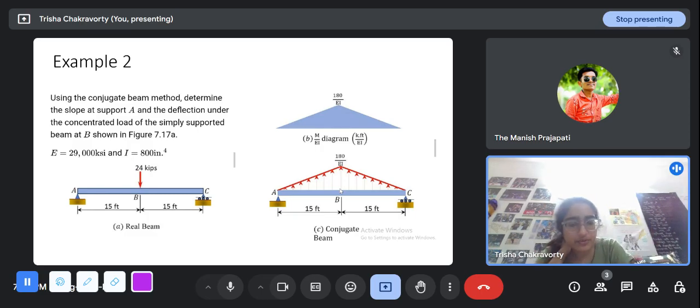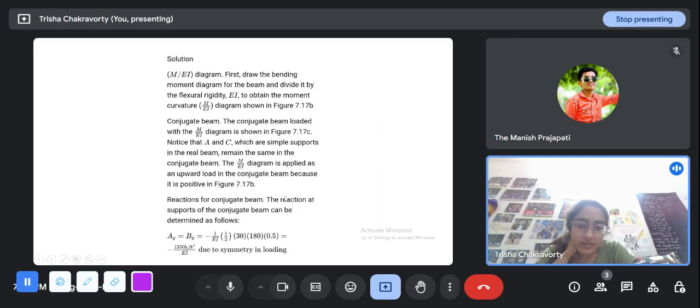So the first thing I have to do is to solve the support reactions. To solve the support reactions of the conjugate beam, it is still a symmetric structure. So the boundary condition remains symmetric and the loading is also symmetric. So I will take the total load and divide it by 2 to get the shear reactions at both ends. So the reaction at the supports of the conjugate beam will be AY equal to BY is half.